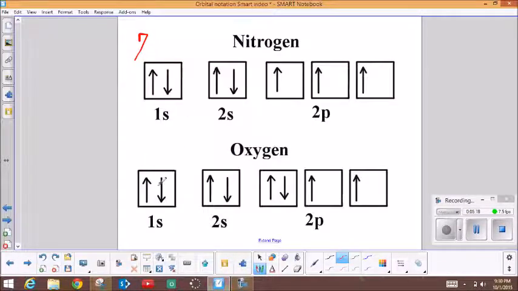Oxygen, you'll notice, has one set that's been paired. It has one more electron than nitrogen. So it filled up all of the P orbitals with one electron each before coming back in and pairing up the next electron.